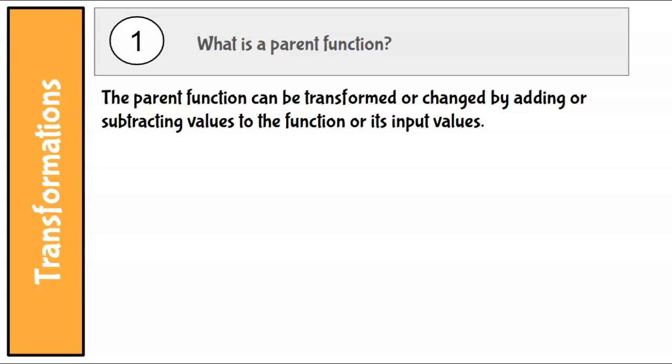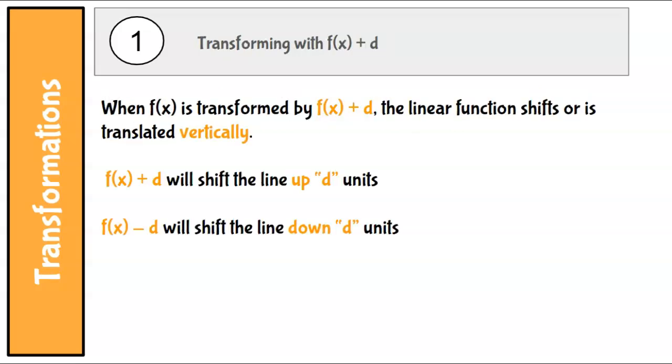So the significance of a parent function is that it can be transformed or changed by adding or subtracting values to the function or its input values. So we can add them to the whole function itself or to its input values, and then we can transform it. It's still going to have that same shape, either the straight line or the V or the U, but it's going to be stretched or moved in some way. So let's look at how that happens.